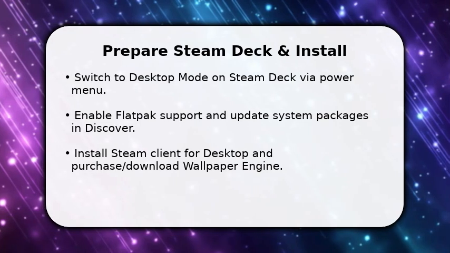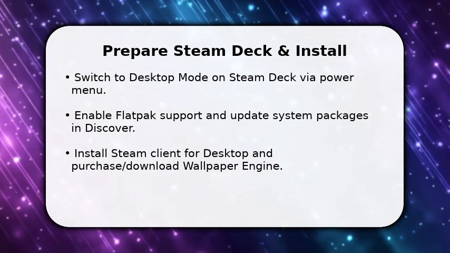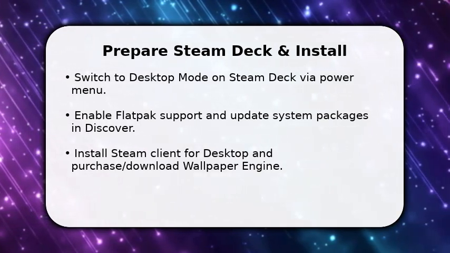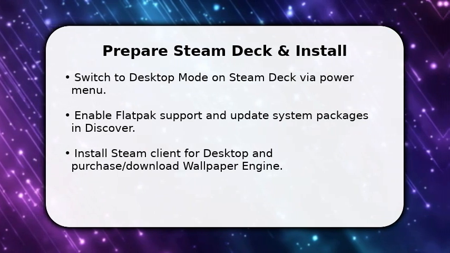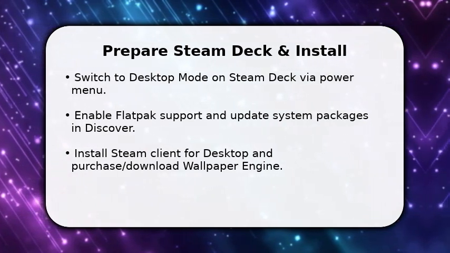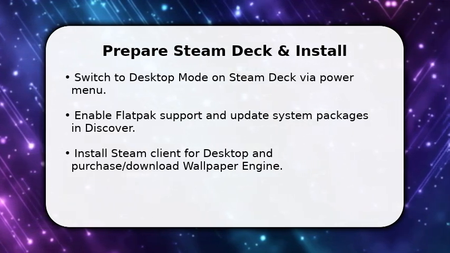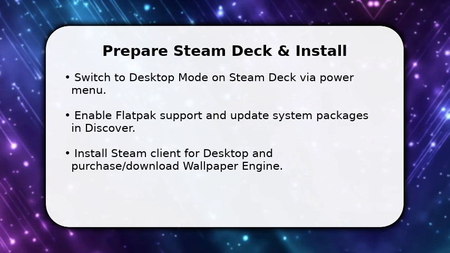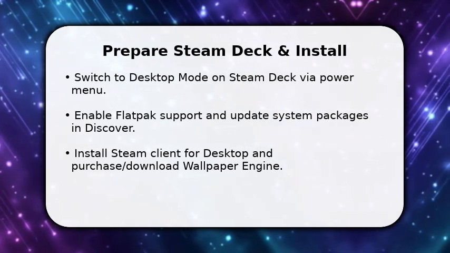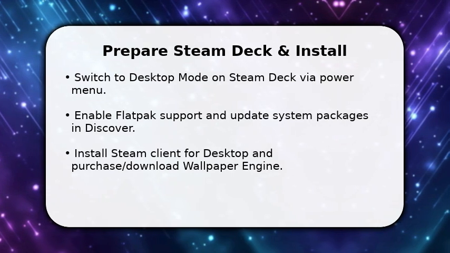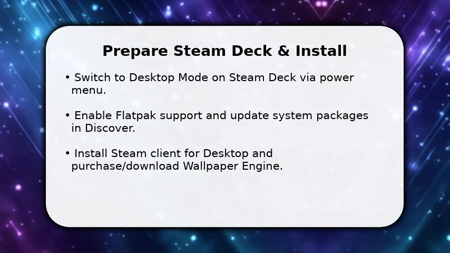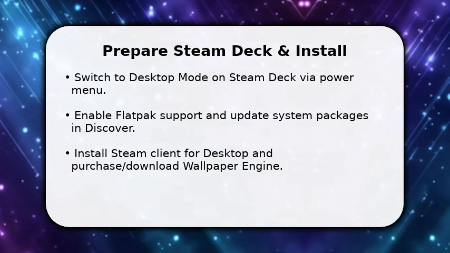You start by switching the Steam Deck into desktop mode so you can install traditional Linux apps. Open Discover, enable Flatpak if needed, and run system updates to avoid dependency conflicts. Next, install the desktop Steam client and sign into your account, then download Wallpaper Engine from your library. This sequence ensures the needed environment and dependencies are present.